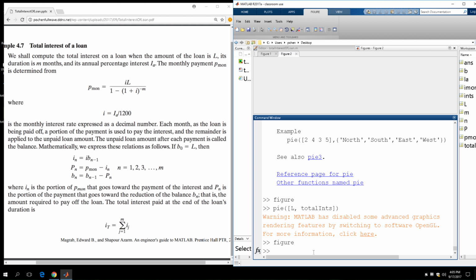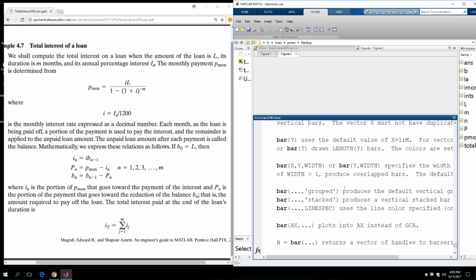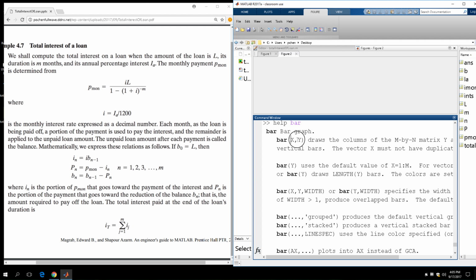In MATLAB, usually people visualize this kind of thing using bar charts. MATLAB provides a function called bar. If you haven't used it, you can type help bar, and it will tell you how to make a plot. It takes two inputs, x and y, and then some other configuration parameters, for example, the width of the bar. And then you have grouped and stacked.